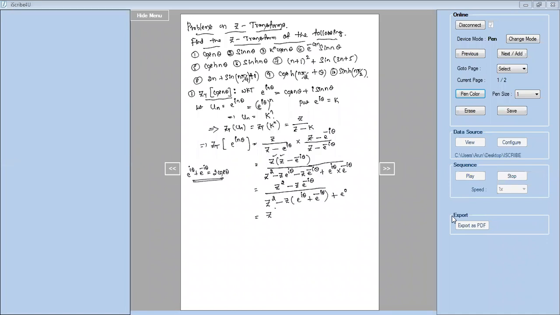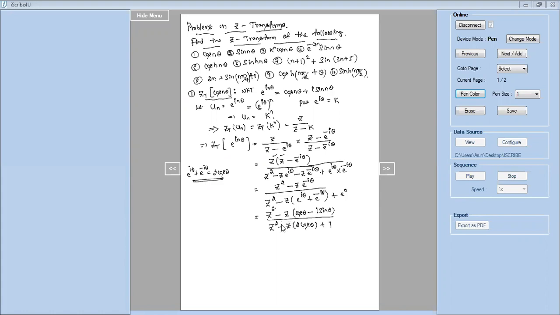So this is z square minus z into, see this term, it is e power minus I theta, and you know e power I theta is cos theta plus I sin theta, e power minus I theta is cos theta minus I sin theta. This is the value of e power minus I theta. So divided by the denominator, it is z square minus z into e power I theta plus e power minus I theta, you know, it can be written as 2 cos theta, plus e power 0. You know, e power 0 is 1. Right. So we get this.